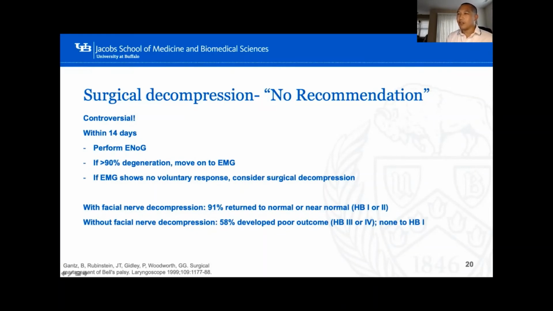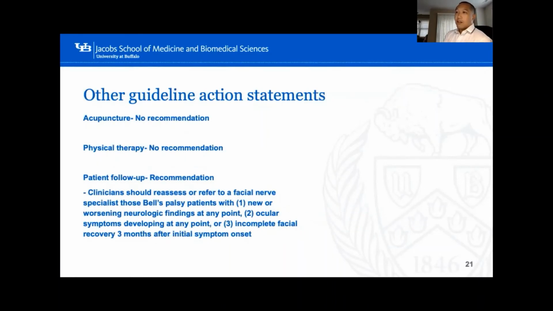And I don't think this has been reproduced quite yet, but it's a paper that you will want to look at whenever you are a resident, because someone's going to ask you or you're going to read about it. And then just to finish out the guidelines, they looked at acupuncture, they looked at physical therapy, and they made no recommendation, probably because the evidence is kind of wishy-washy. And then if you find a patient and they still have issues, you should be following these patients. And if you are kind of out of your league, then refer them to a facial nerve specialist.